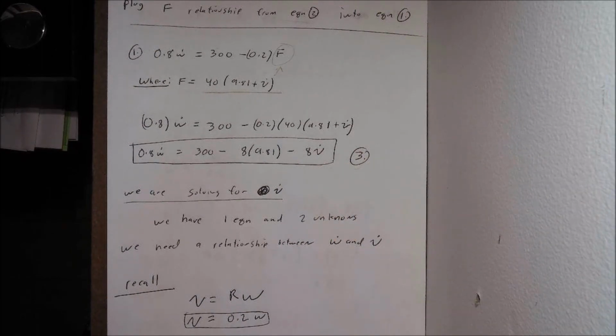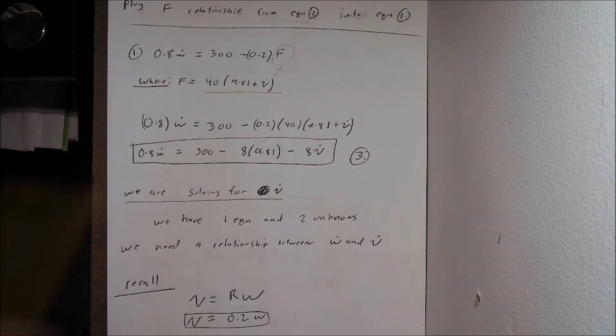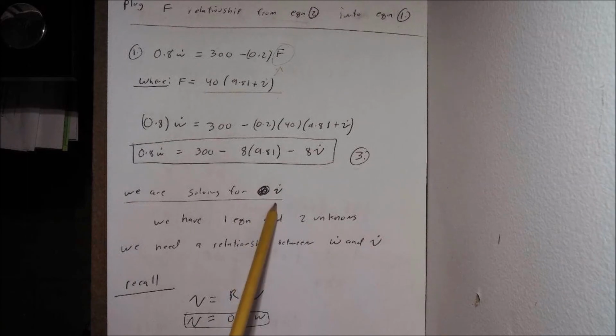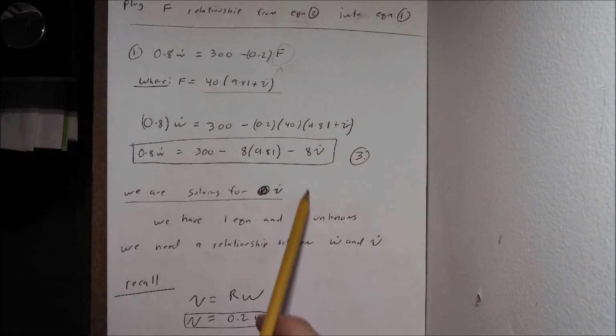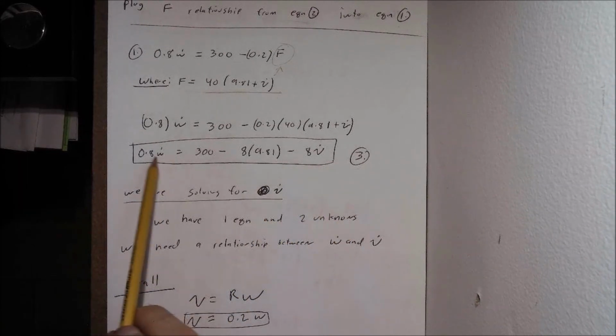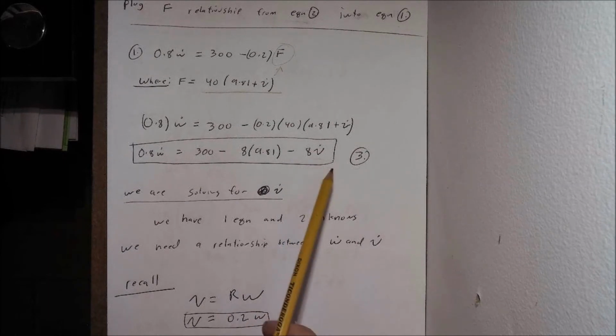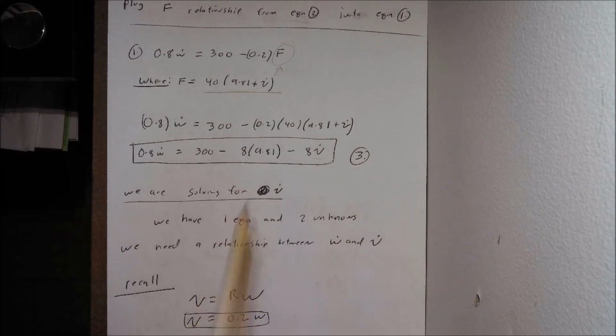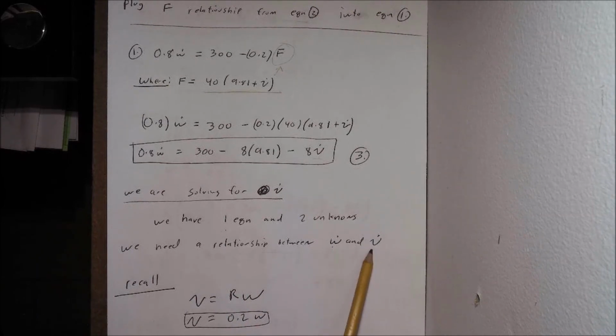So from this here, we remember we want to solve for V dot as our final solution to this problem here. So what we can do is rearrange this and solve for our V dot there, our acceleration. When we look at this here and say, okay, I have an unknown of omega dot and an unknown of V dot. We're solving for V dot where we have one equation and two unknowns again in this situation here. So now we need a relationship between our omega dot and our V dot.